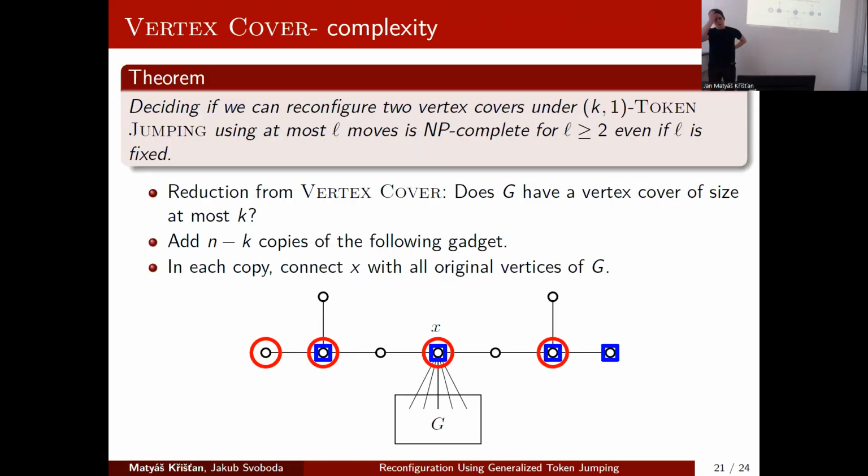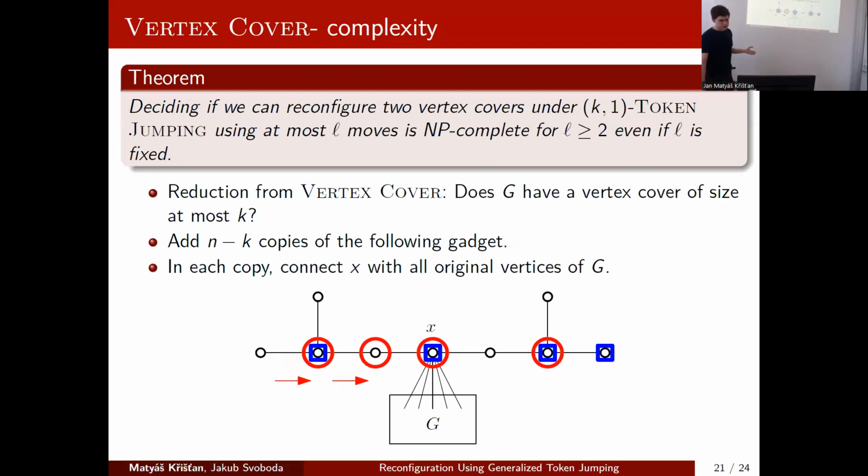So for vertex cover, there is a simple reduction. So we will reduce from a regular vertex cover problem. We are given a graph G, and we ask if it has a vertex cover of size at most k. So first we will take this gadget and add n-2 copies of it. And we will take the vertex x and connect it with all edges of G. And now, depending on whether G has a vertex cover of size k or not, we will need either 2 or 3 moves in the reconfiguration sequence. You want to move from these red circles to the state where they are on the blue squares.